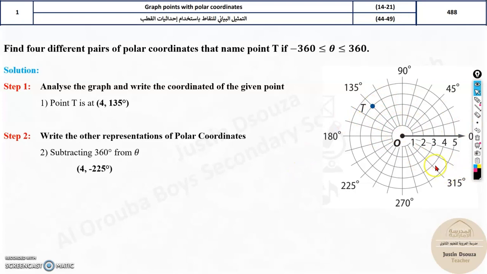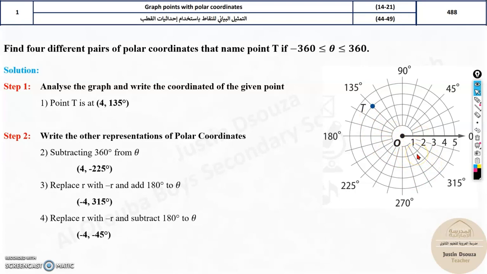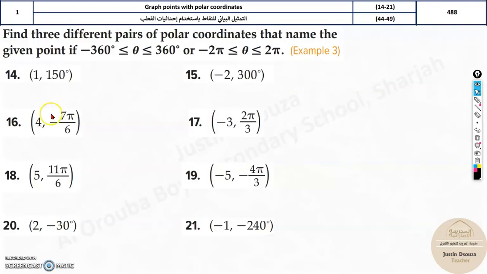Now swap it over here. So what you need to do is just add or subtract 180 degrees. You will get this point, that is 315, or from here it will be negative 45. That's it. It's very straightforward. You will get the answers. Similarly, please do try these problems.